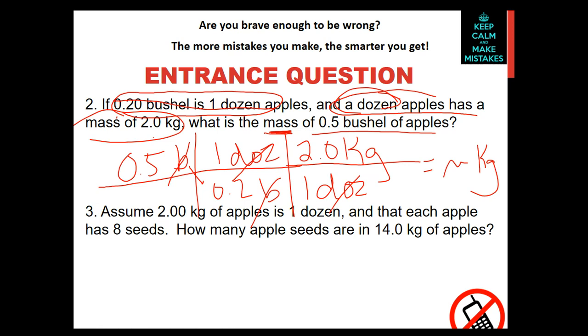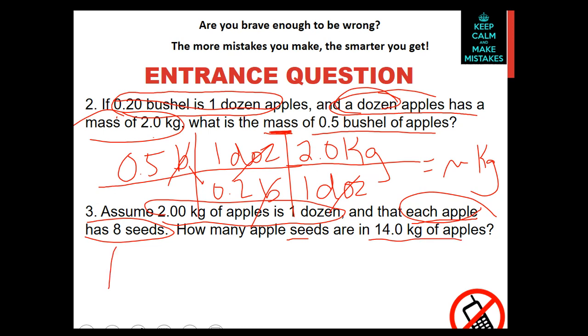I guess I don't need to erase. Assume 2 kilograms of apples is 1 dozen. That's another conversion. 2 kilograms of apples is 1 dozen. And that each apple, so for every 1 apple, it equals 8 seeds. That's another conversion factor. How many apple seeds, so we're looking for apple seeds, are in 14 kilograms of apples?